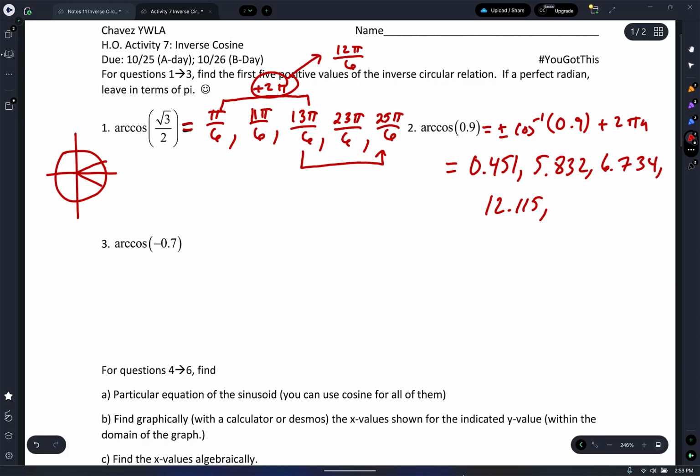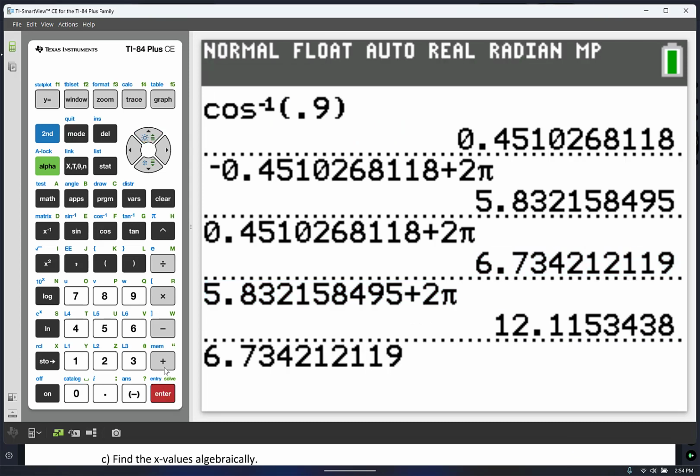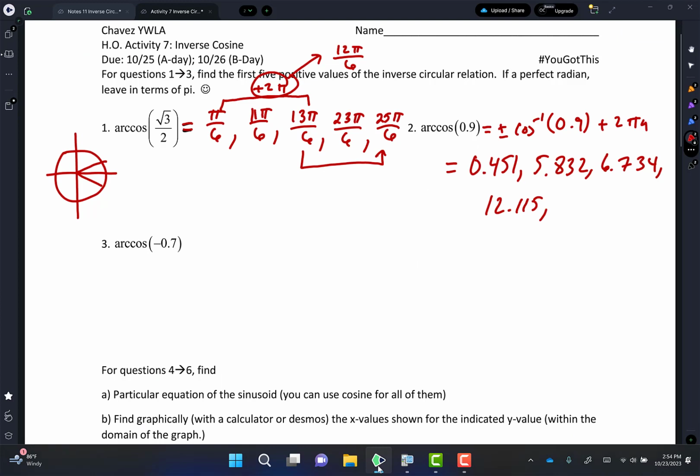Go to the 6.734 and add 2 pi. You can also get these by graphing and seeing where they intersect if you don't want to do it this route. 13.017. You can also get these by graphing, guys. You don't have to do it this way. If you're like, Chav, I don't want to do it like that, okay, go to y1, put cosine x. Go to y2, put 0.9, and see where they intersect. And those better be the same values. Cool or not cool?